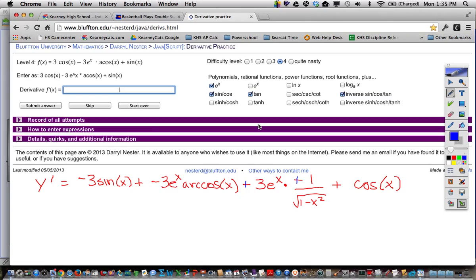And then plus the derivative of sine is cosine. And the only thing I would simplify there is those negatives. Turn that to a plus, that term there. And you could move that 3 e to the x up on top. You wouldn't have to. It looks better if you do.